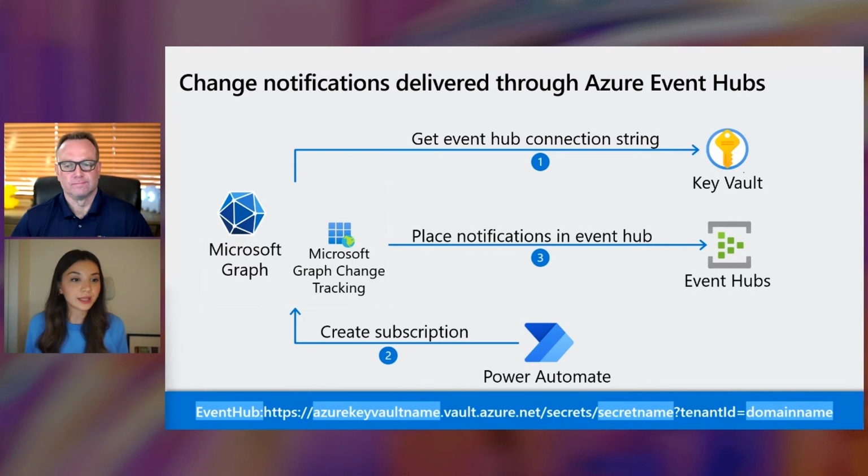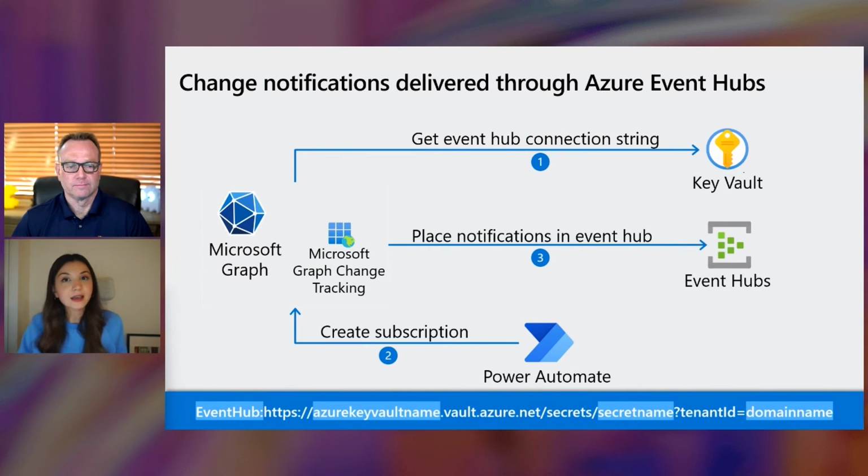So to do that, you will see at the bottom it's saying Event Hub HTTPS, and it's going to be the Key Vault name. We basically use Key Vault URL to connect with our Event Hub because of security reasons. And then we just share the secret name, which has our connection string. And after, it's just the domain name, our tenant ID, and we're good to go.